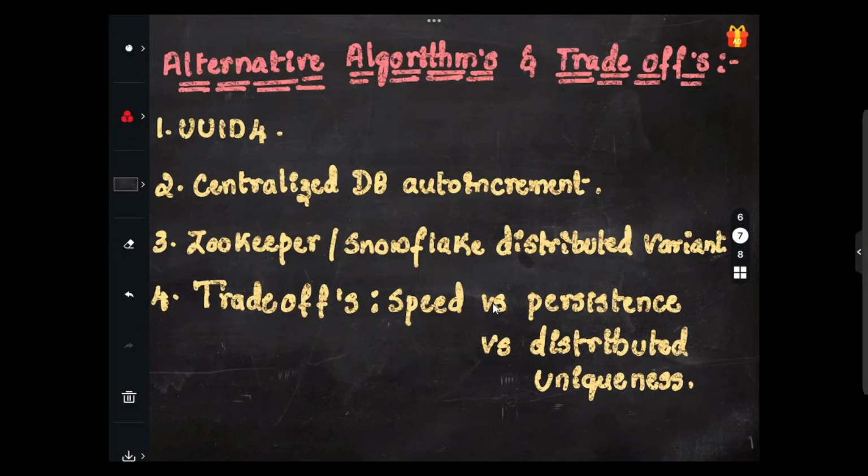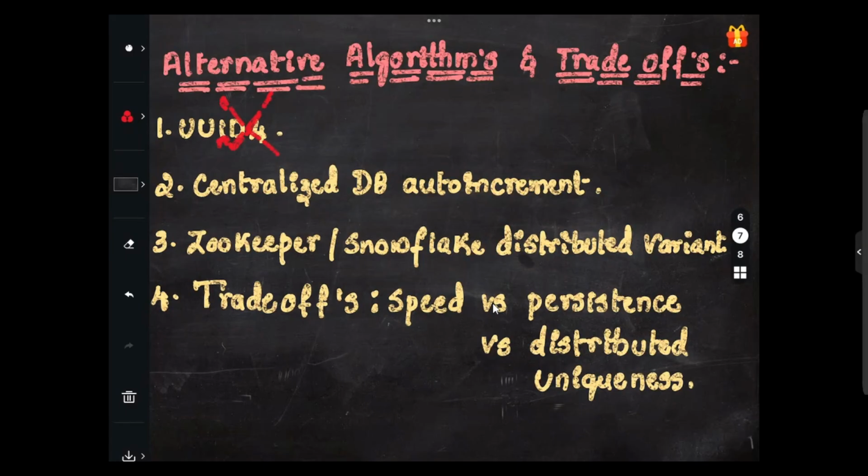Now let's move on with the alternative algorithms that we can consider and the trade-offs, nothing but the summary. So we can just go with the UUID4, right? So when I say UUID4, this is simple. Collision probability is very low when we consider UUID4, and the only thing here would be it's not time sortable. That is the reason we didn't go with the UUID default.